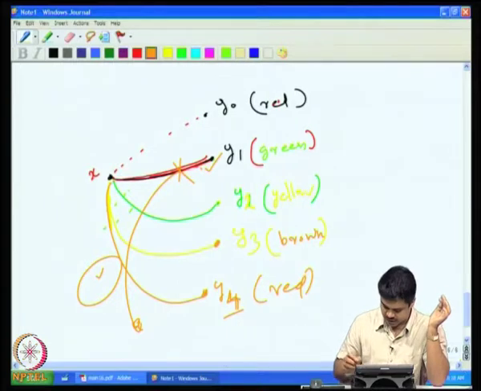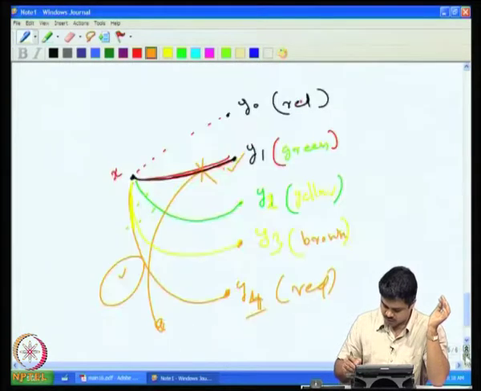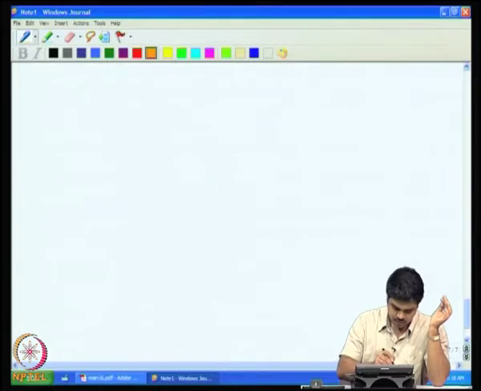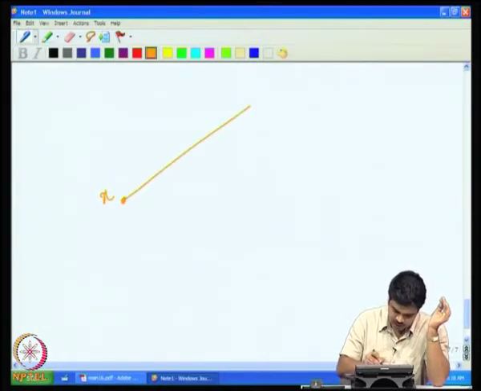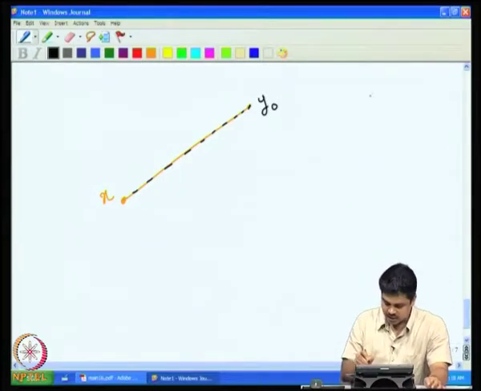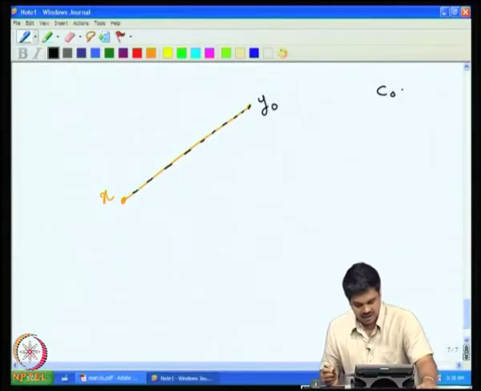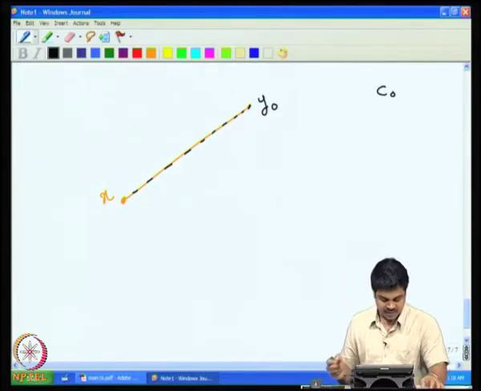So the situation now is like this. We picked up this vertex x, and this was the edge in G0, when we removed it we got G0, this is y0, and based on this only we got the coloring, that is C0, the base coloring with which we are starting.